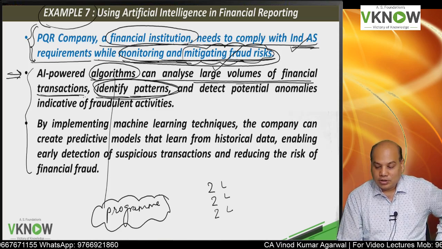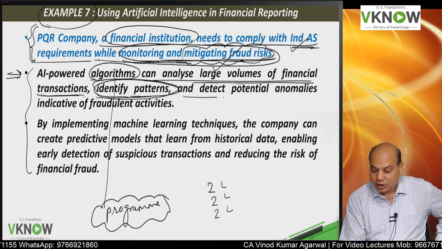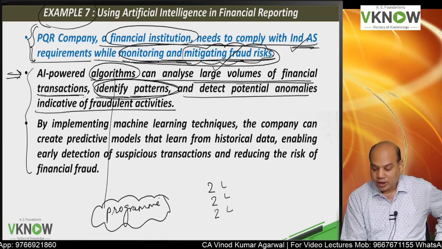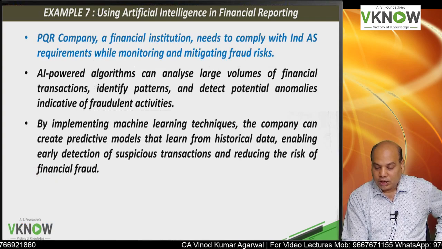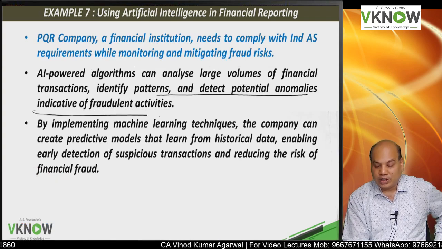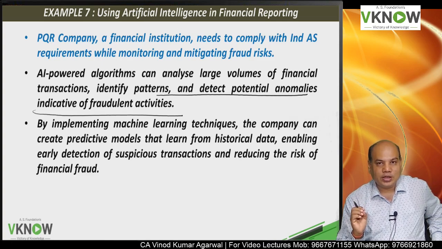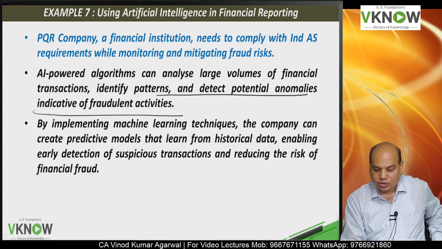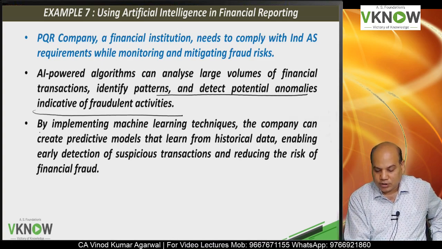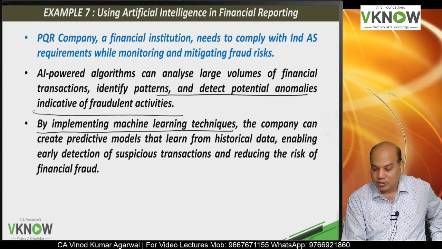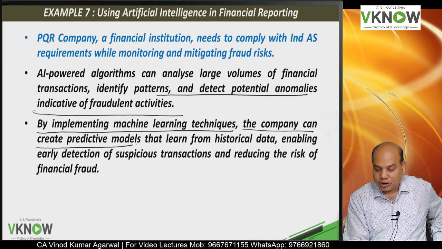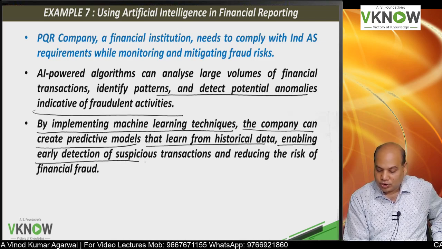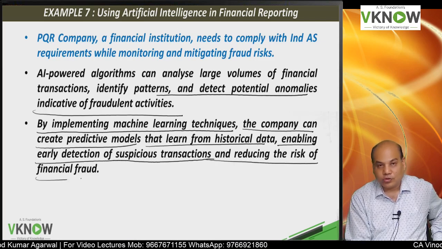And then they will send a signal. They will detect potential anomalies indicative of fraudulent activities. So software can be programmed like that. This artificial intelligence can be programmed to identify unusual transactions, events, mismatches, and it will send you the signal. And based on that, you can identify any fraud risk. By implementing machine learning techniques, the company can create predictive models which will learn from historical data, enabling early detection of suspicious transactions and reducing the risk of financial fraud.